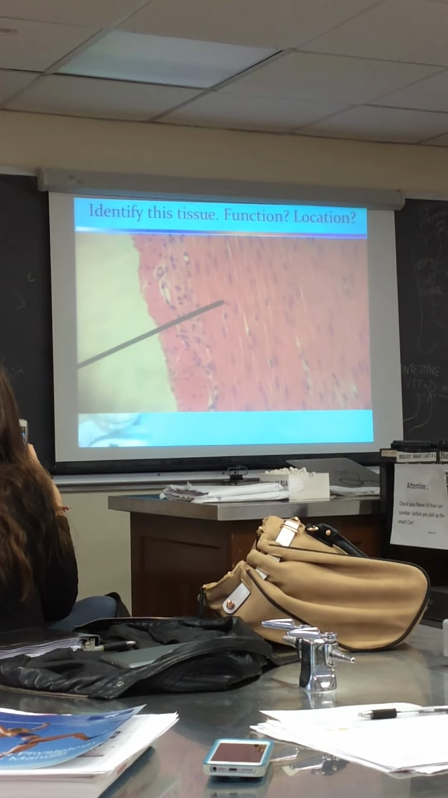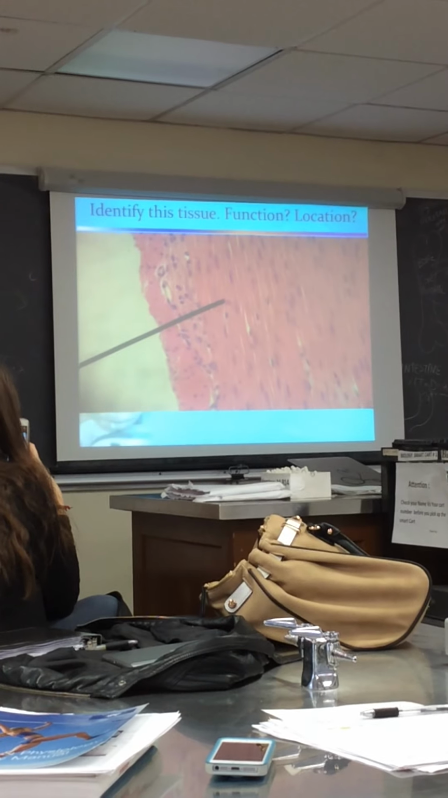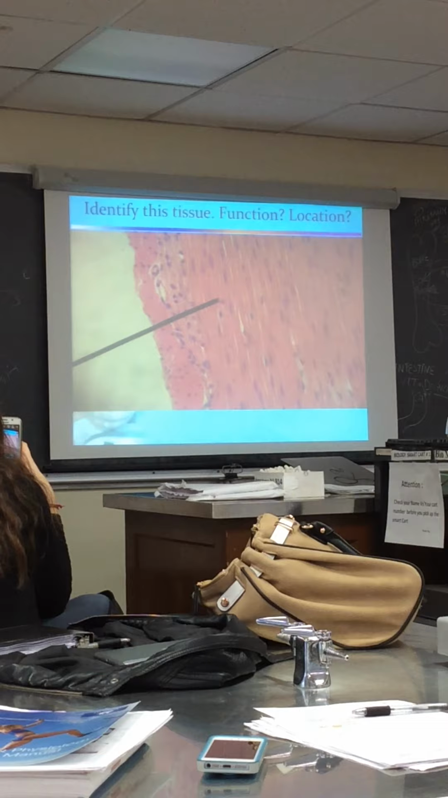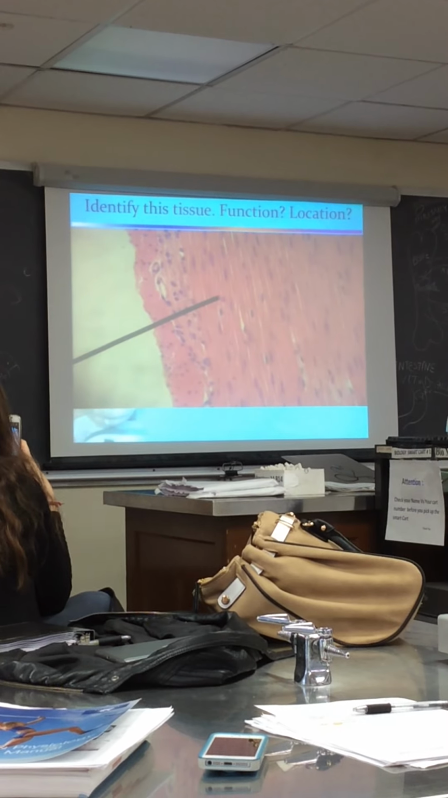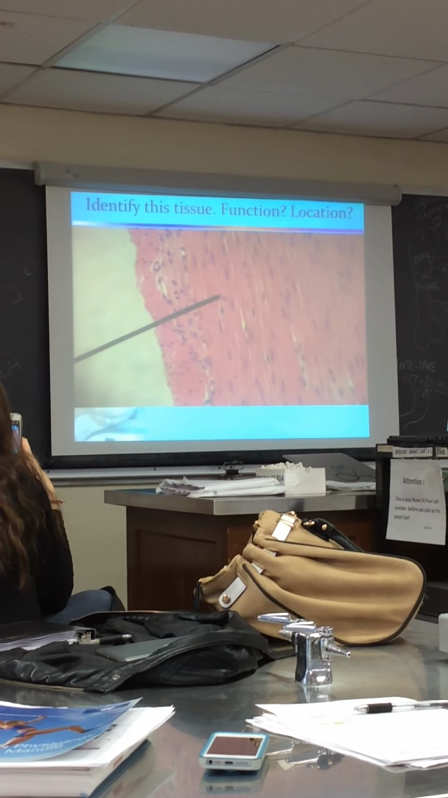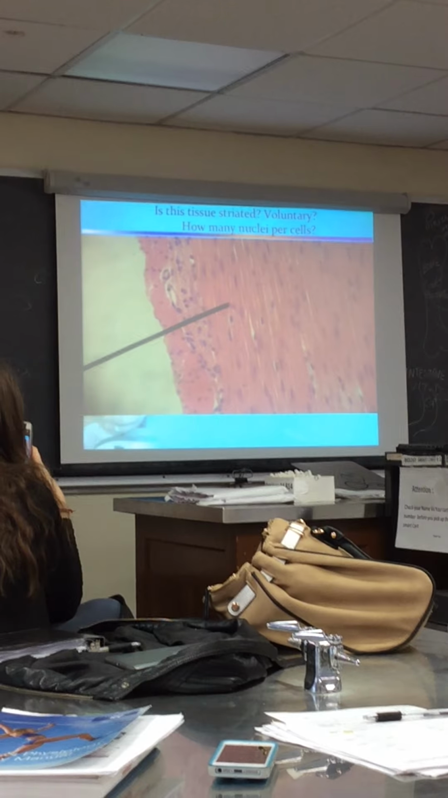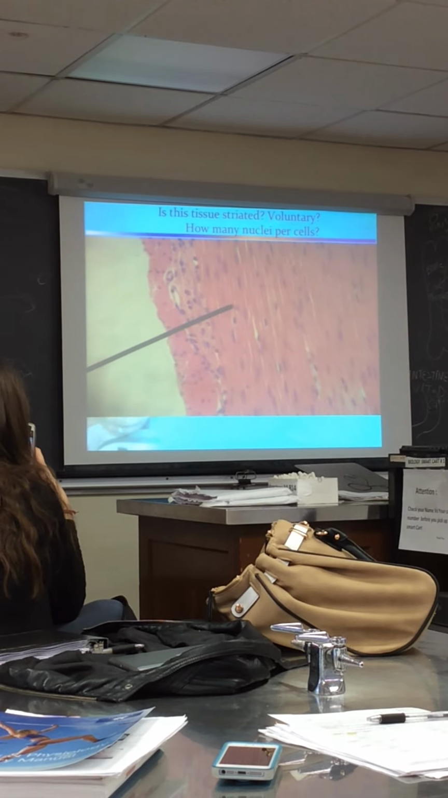Are there striations here? No. That's why it's called smooth. Voluntary, yes or no? No. Can you recover if the tissue gets damaged? Yes, you can. That's smooth muscle tissue. How many nuclei per cell? One.